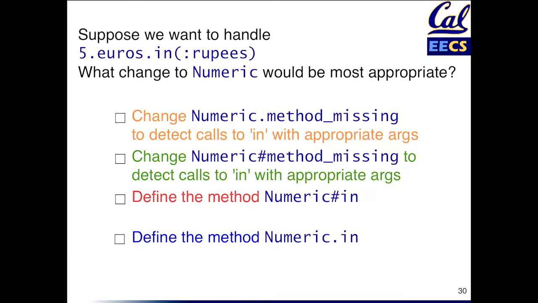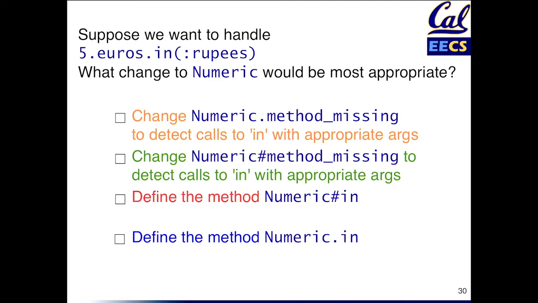So with that in mind, let's extend that example and say, now we want to do this. We want to be able to write 5 euros in rupees, or in some other currency of our choice. So as a general approach, what would we want to do in order to make this happen?